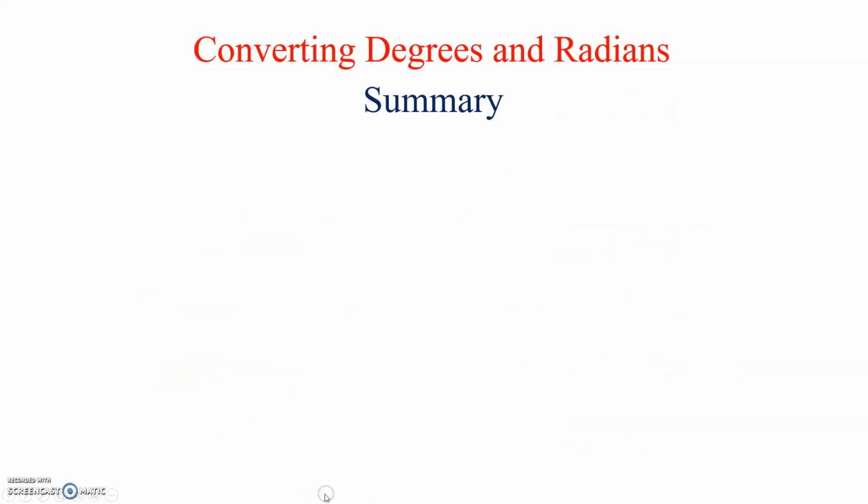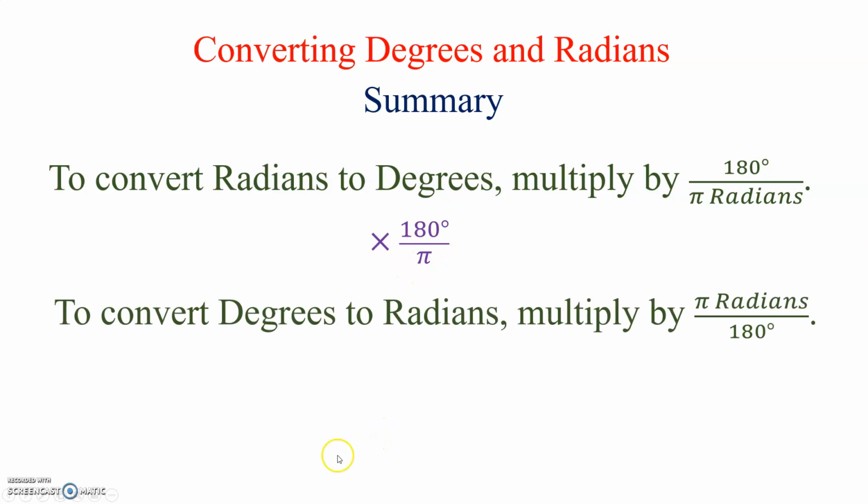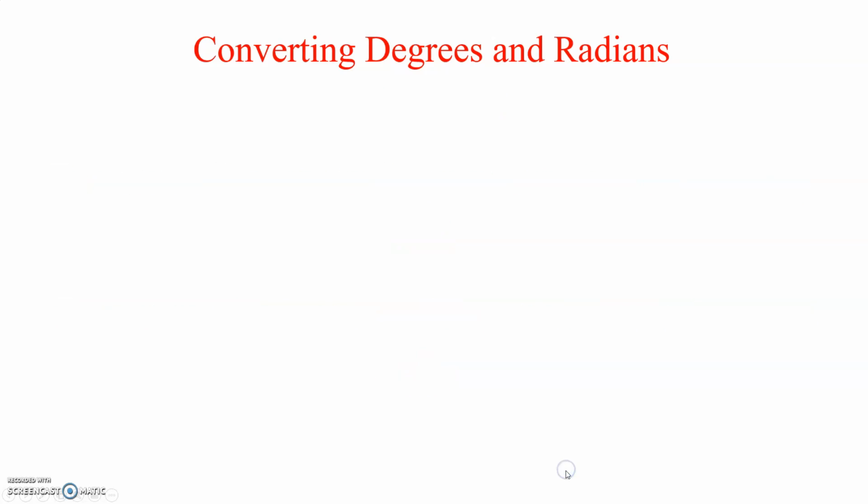So again, if I summarize this, to convert radians to degrees, we simply multiplied by 180 over pi. Again, if we're going from radians to degrees, that means we have the pi. And so to eliminate the pi, it went in the denominator. The second thing was to convert degrees to radians, multiply by pi radians over 180, or simply pi over 180. Again, because if we're starting with degrees, we don't want the degree, so the degree would have to go in the denominator.